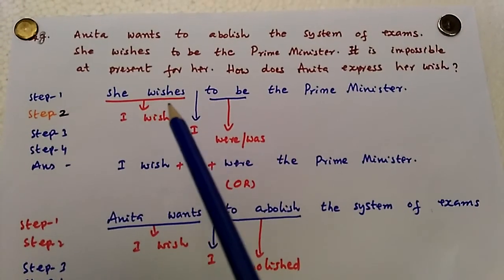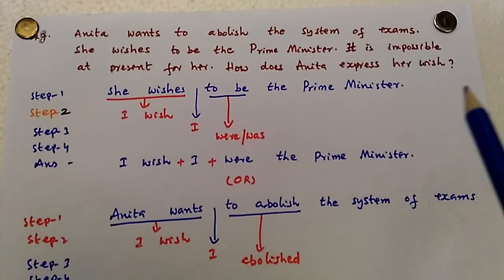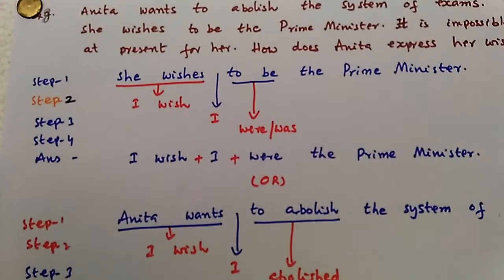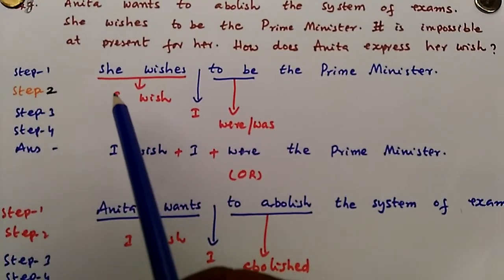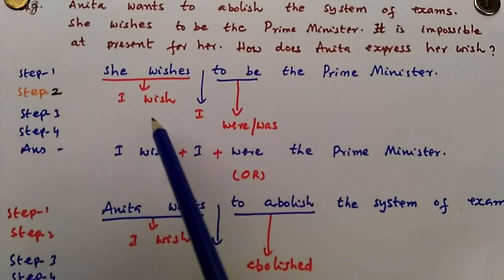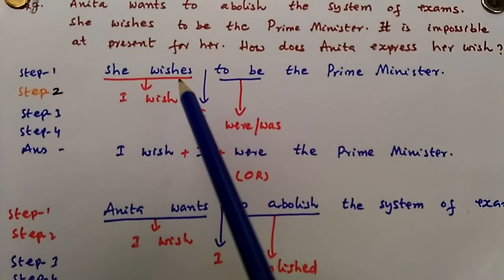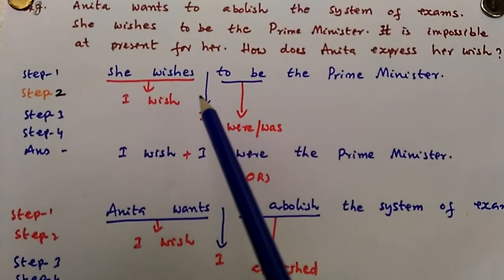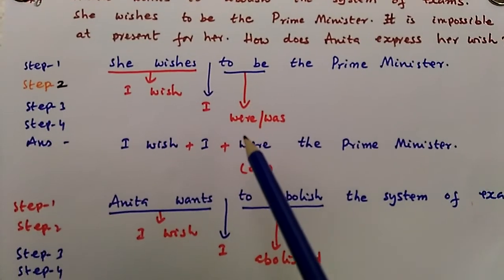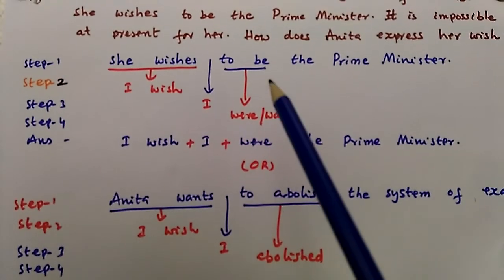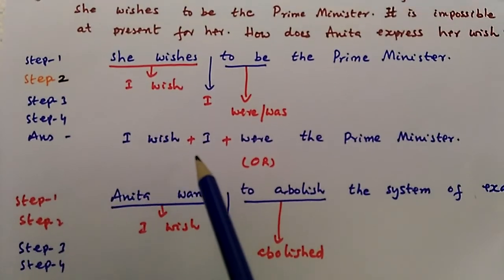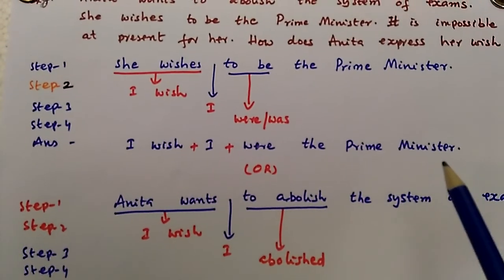So the first step is I locate the wish carrying sentence. Here, the wish carrying sentence is she wishes to be the prime minister. Step 2, from she to wishes, we have to remove and there we have to write I wish. And third step, that is between wishes and to there is no subject. So we have to write I as the subject. And 2 plus B form is to be removed and in that place we have to write the verb 2 of the B form, that is was or were. So by doing so we get the answer I wish I were the prime minister.